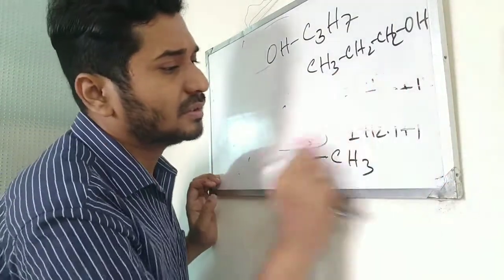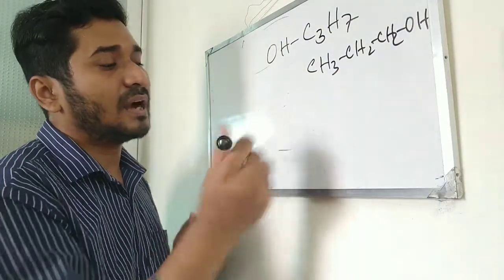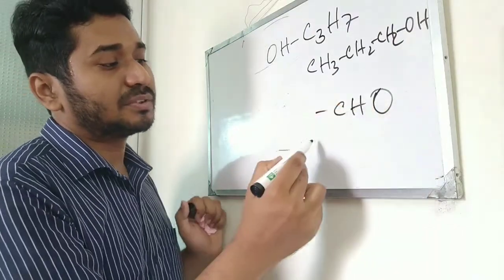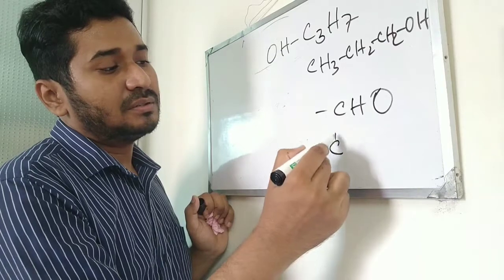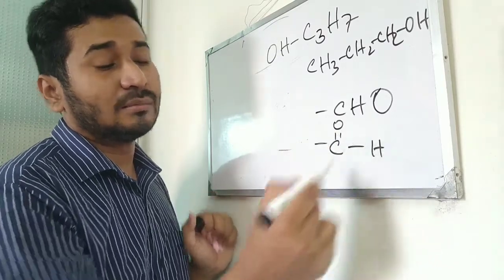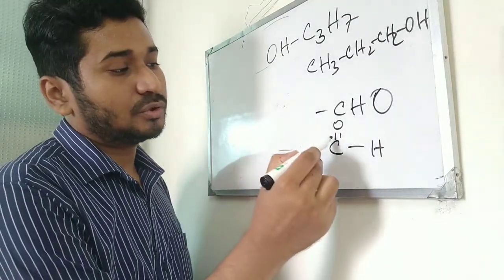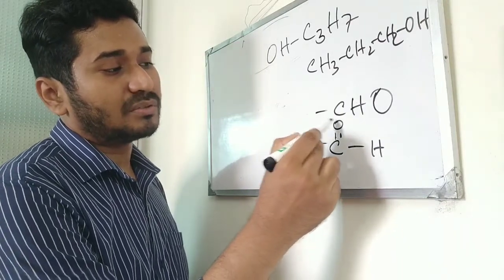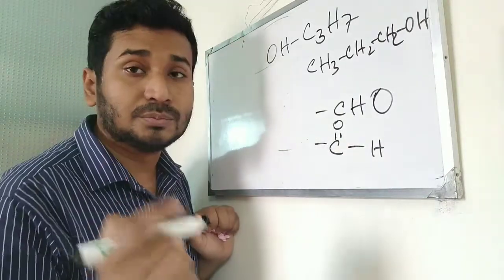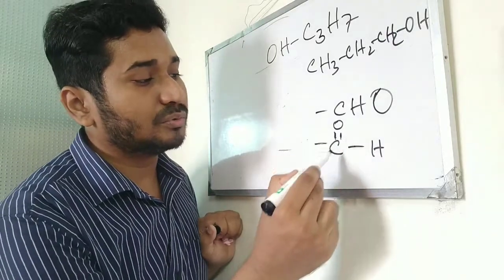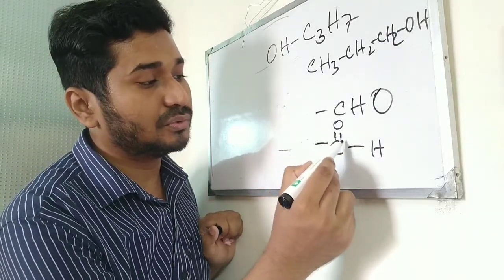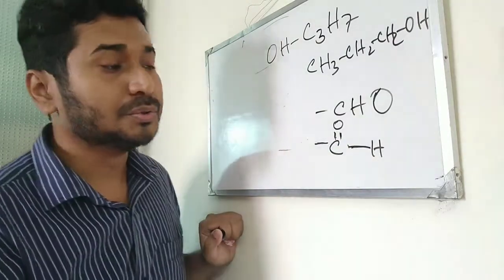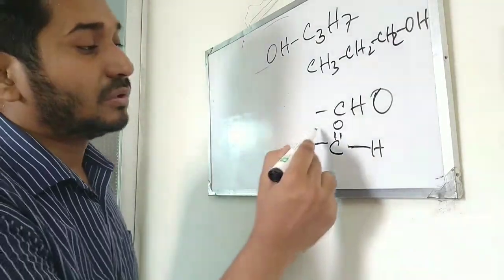And there is another radical which is called aldehyde, CHO. The structure is like this: C double bond O, single bond hydrogen. That means the oxygen valency is 2, that's a double bond, carbon is 4, and hydrogen valency is 1, that's why one bond. So it's called aldehyde.